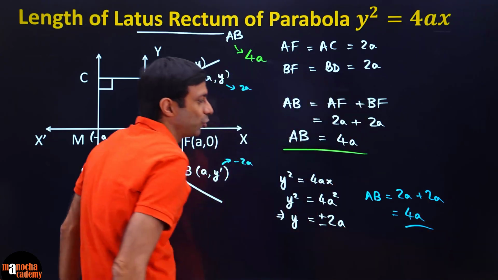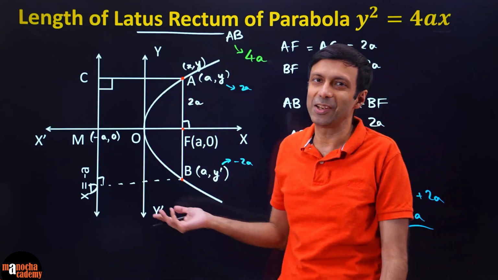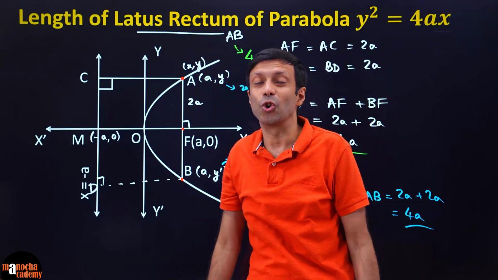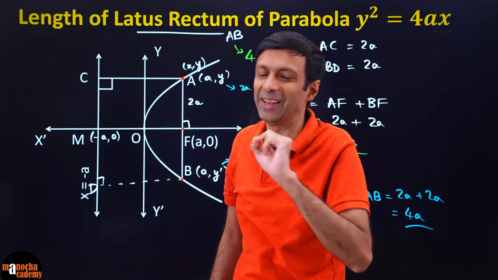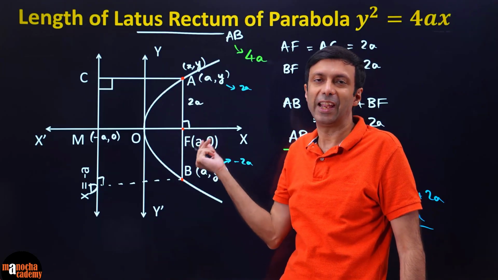So guys, whichever way you look, the length of the latus rectum, and again we looked at the right-handed parabola, the length of this line, the latus rectum AB, is going to be equal to 4a. And what is the importance of a? a is where the focus lies, right? Focus is at (a, 0).